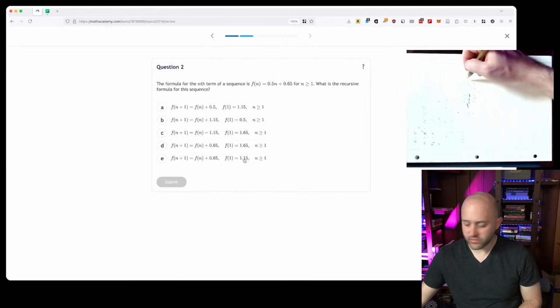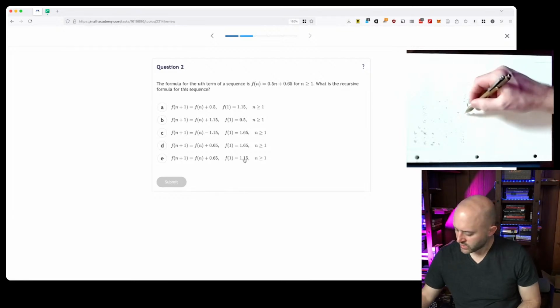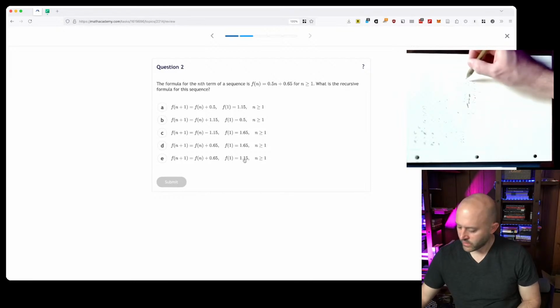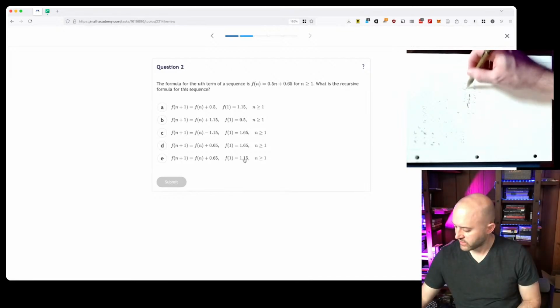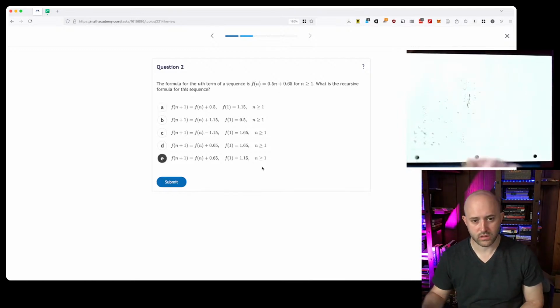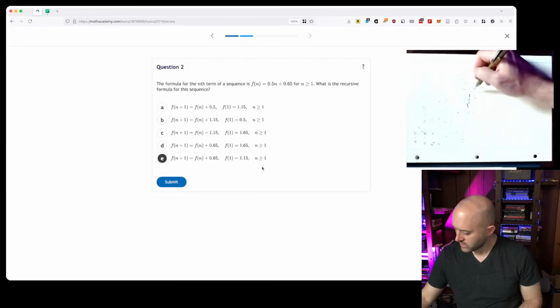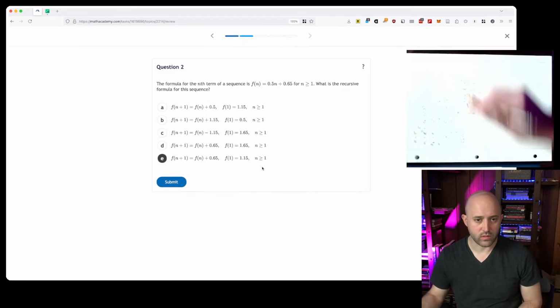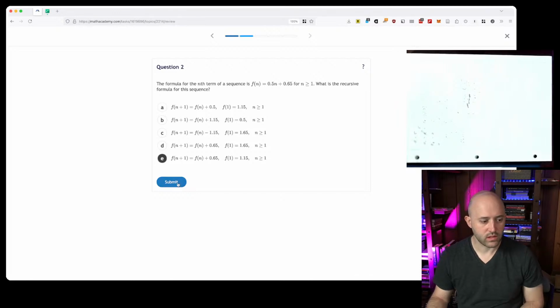So the recursive formula is f of n plus 1. So f of 1 first, it has to equal 1.15. So let's just kick out someone. So it's either the first or the last. Okay, let's just narrow it down there. And it is simply the previous one plus 0.65 each time. Wow, that was unreasonably difficult for me to think through.